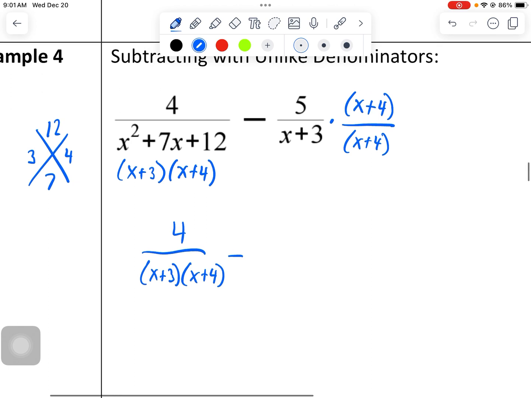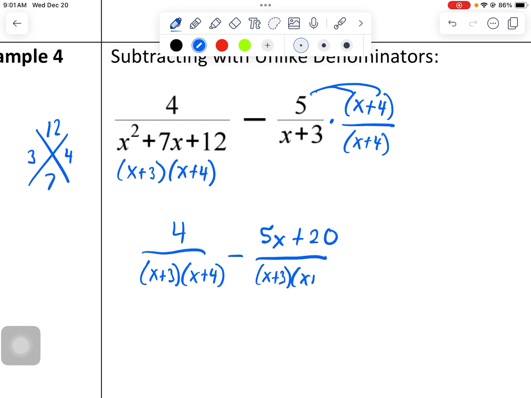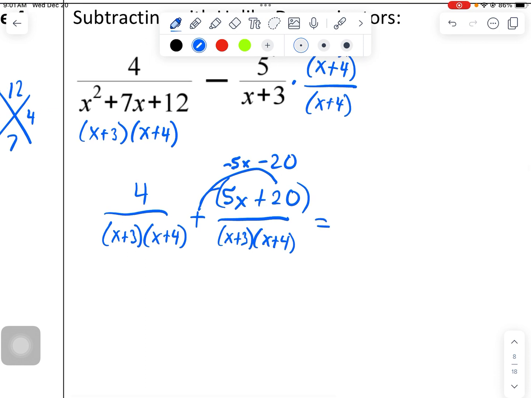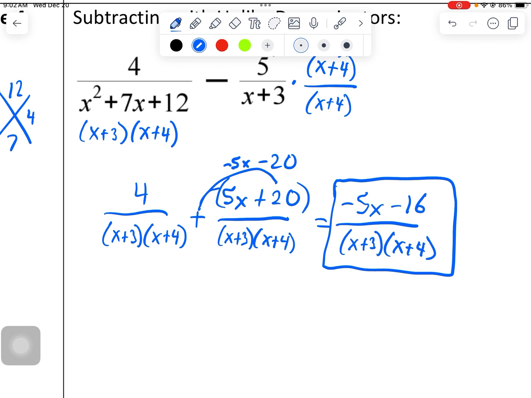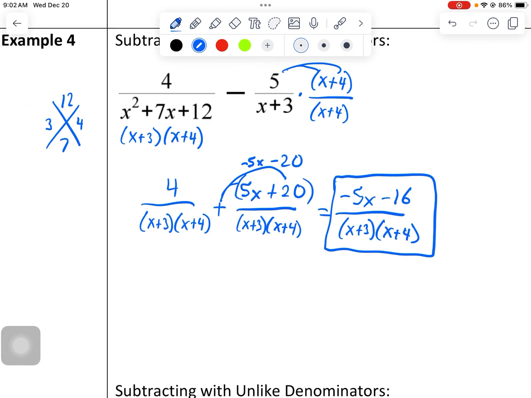And then we want to, this is the part I was talking about, we have to be really careful. Since we're subtracting, you can go ahead and distribute the 5. So it'd be 5x plus 20 over x plus 3, x plus 4. But since we're subtracting this entire fraction, I want you to think of this as though it's in parentheses, and then we would distribute it, or you can think of it as adding the opposite. So this would be the same as adding negative 5x minus 20. So then we would get negative 5x, and if we do 4 minus 20, that would give us negative 16 over, that denominator doesn't change, x plus 3, x plus 4. So just be really careful when you're subtracting because you have to add the opposite, distribute that negative sign for all terms on the right side.